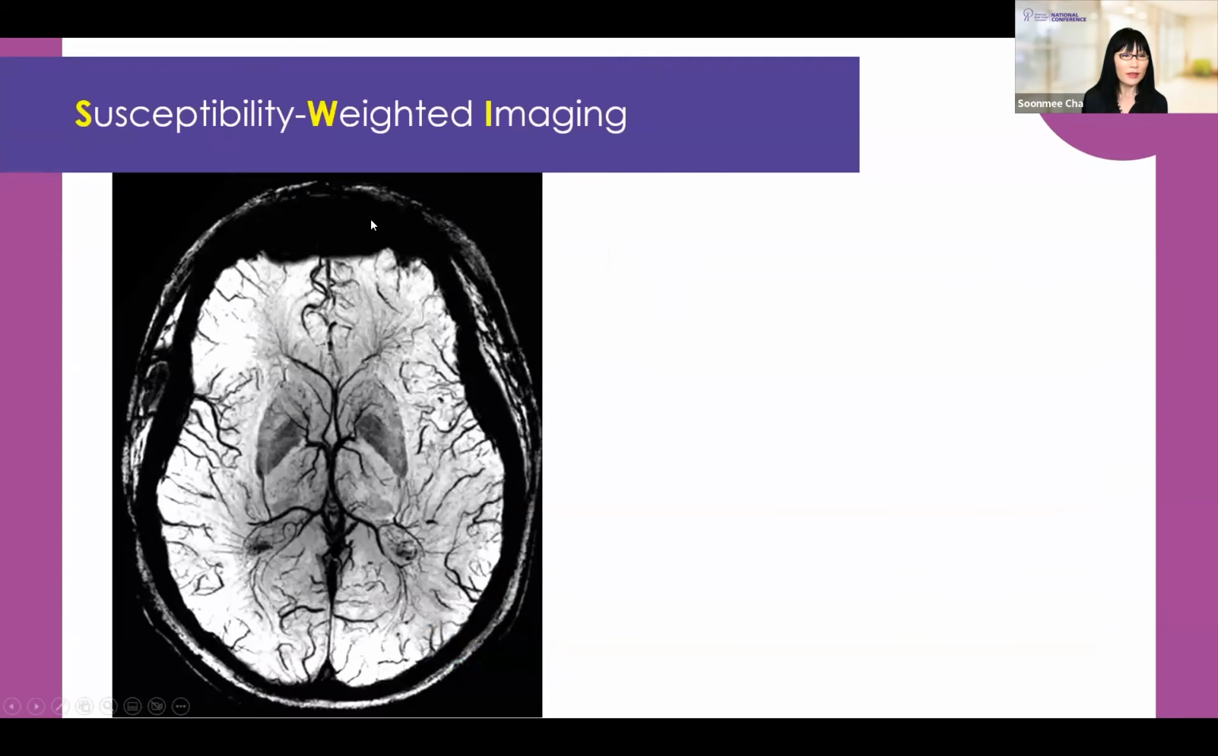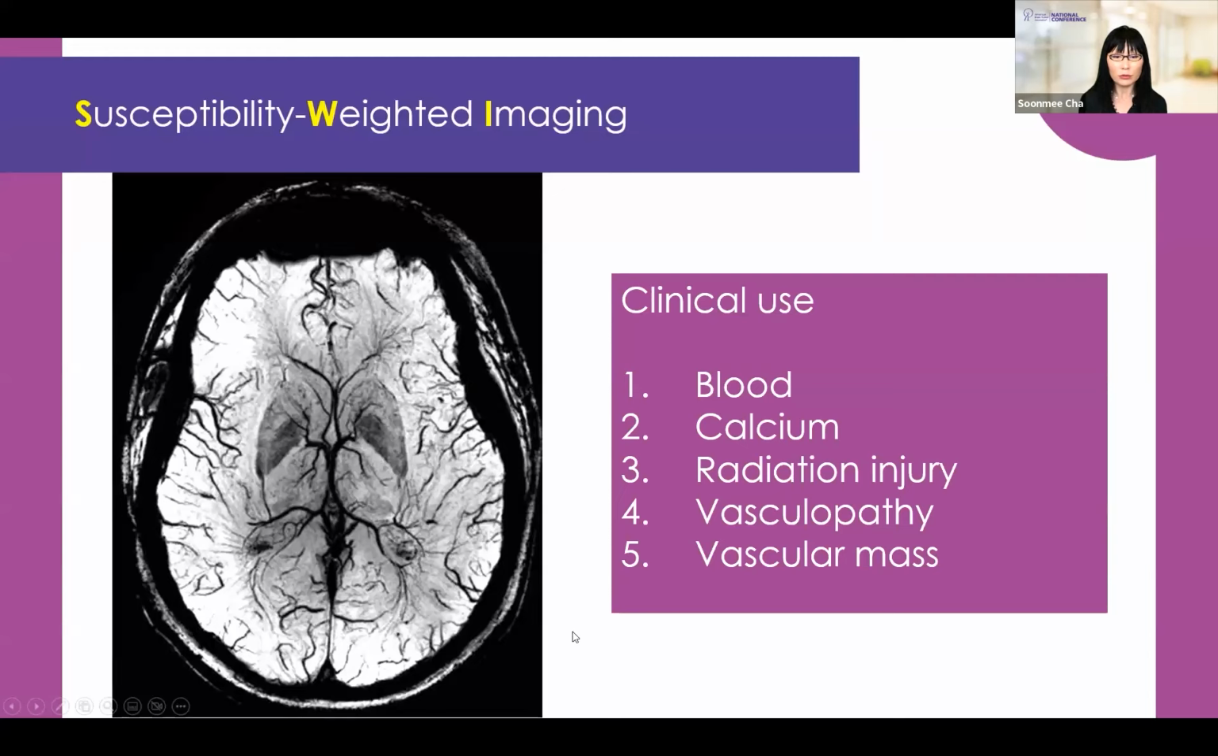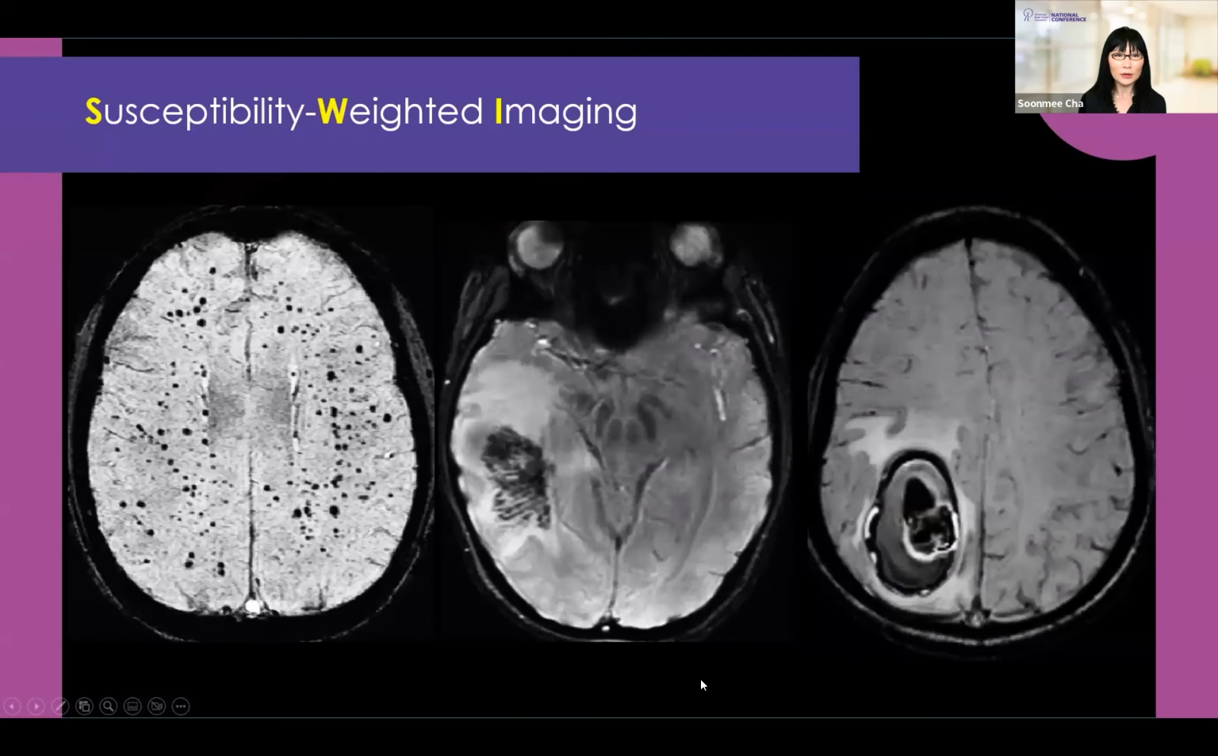We're looking at blood vessels, particularly venous veins, but also in clinical use for our brain tumor patients, we can look for blood, calcium, radiation injury, or any problem with vascular structures in the brain. And we can also assess vascular mass. So here's an example of how we use this susceptibility weighted imaging.